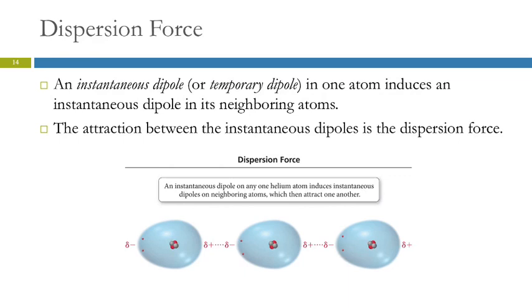So that's an instantaneous dipole, an imbalance. The sight of Alcatraz attracted the people. This instantaneous partial positive charge attracts the electrons in the neighboring atom and causes an imbalance in that one. That make sense? So, very brief interaction.